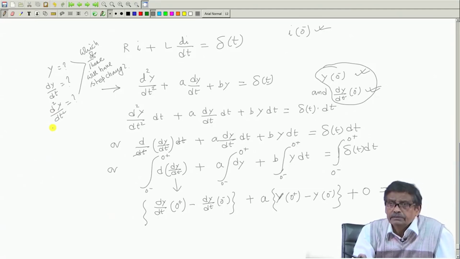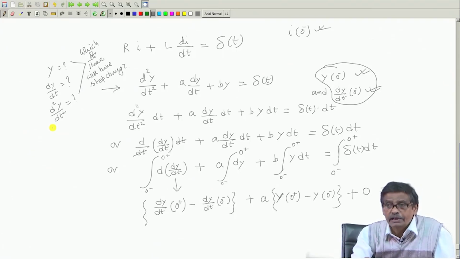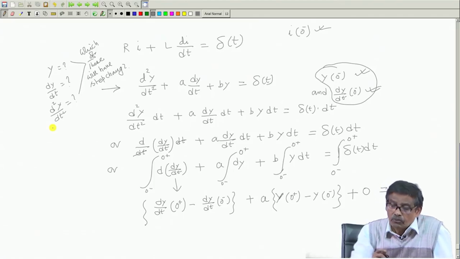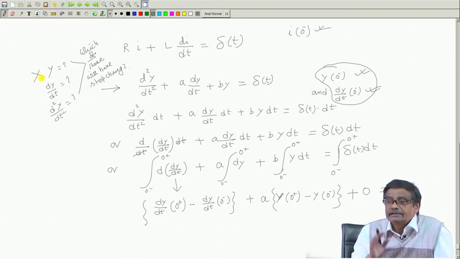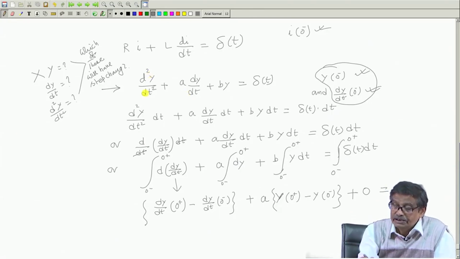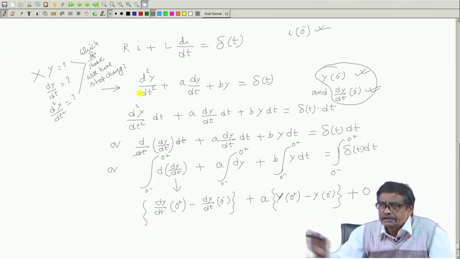Can y have a step change, 0 minus to 0 plus? If it step changes, then dy dt will be an impulse, and d2y dt2 will be the derivative of that impulse, but there are no delta dot t terms. So y t cannot. Can dy dt have a step change? Answer is yes. If the dy dt value changes by a step, a vertical line, then d2y dt2 will give you that delta, which will balance the right hand side delta.